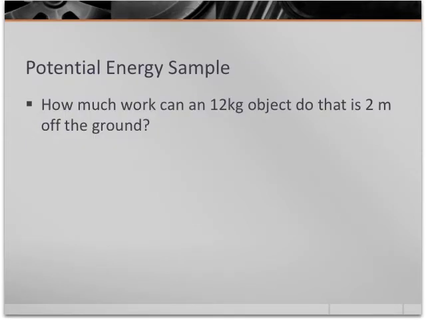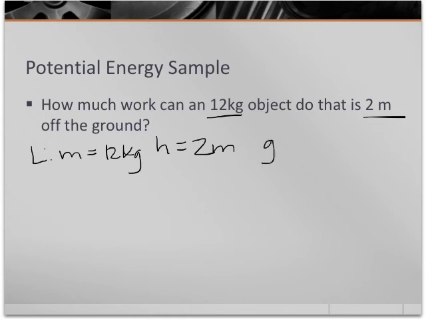So a potential energy example. How much work can a 12 kilogram object do that is 2 meters off the ground? If you think about what we know, our mass is 12 kg, and we know that our height is 2 meters. And even though it doesn't say it, you should automatically know, all right, we're dealing with a height and potential energy, so g is 10 meters per second squared.